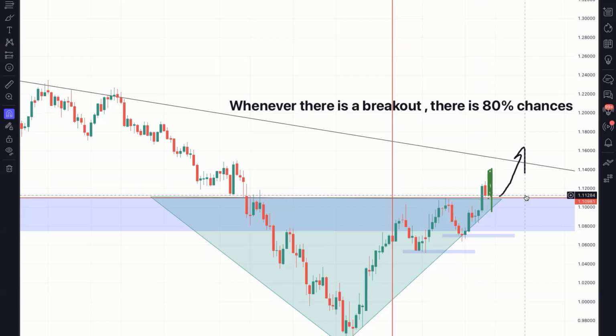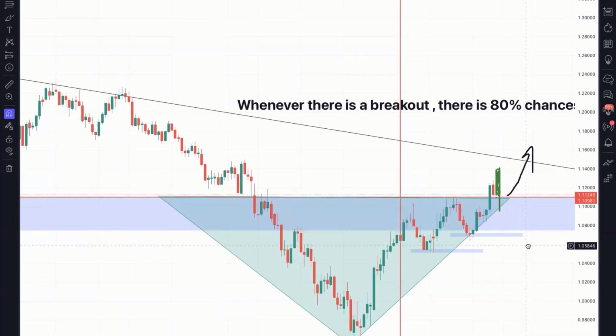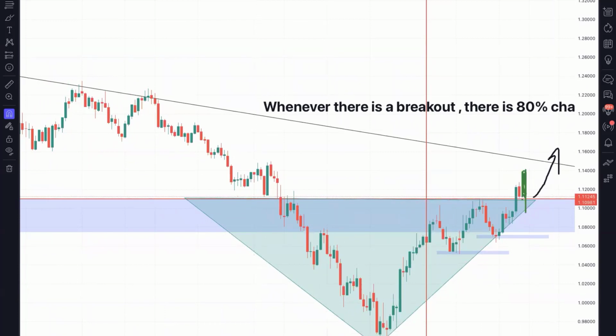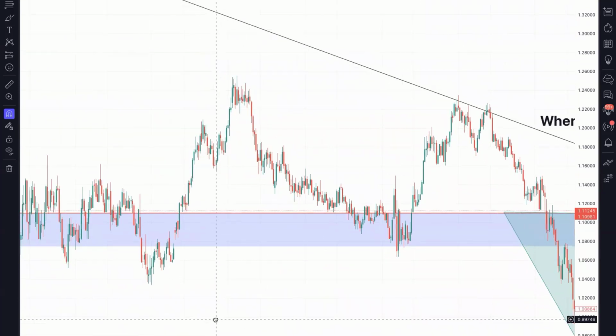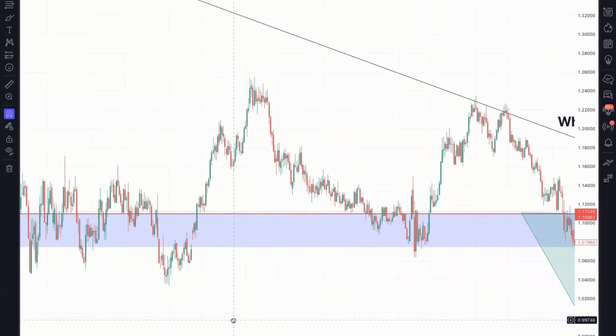Because this breakout is happening on a weekly time frame, there is a higher chance that this is not a fake breakout. There are fake breakouts, but when they happen on a higher time frame, they are always very, very significant, and we shouldn't joke with them.